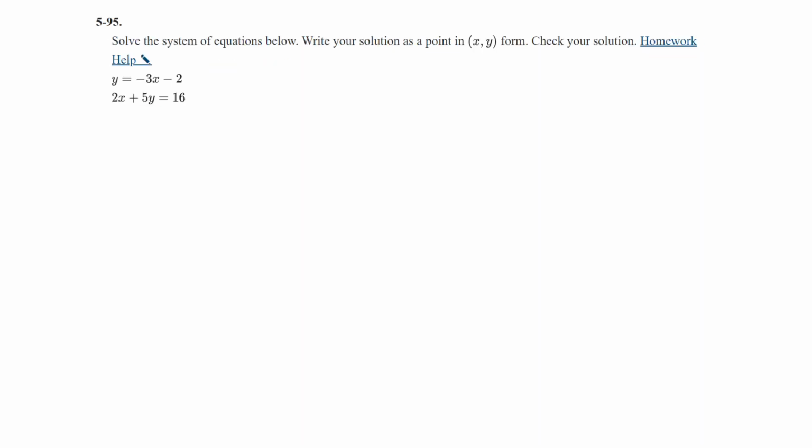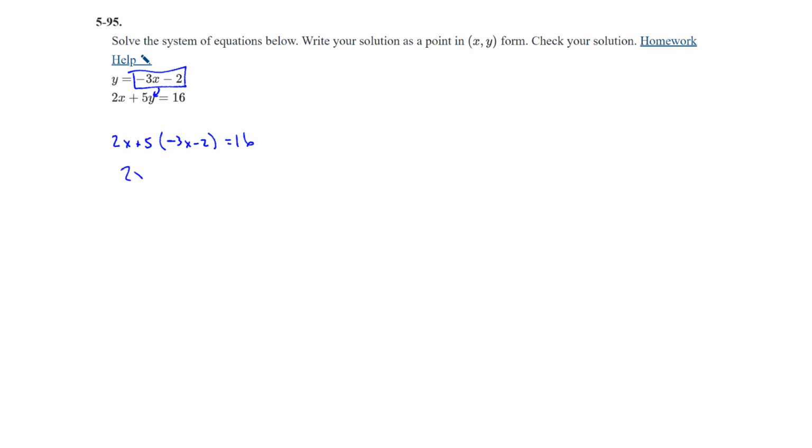Question 95. Solve the system of equations below. Write your solution as a point in ordered pair form, and then check your solution. So I'm going to go ahead and use substitution. Since y is already solved for, we're just going to replace the y in the second equation with the expression, well, if I can write a 5, with the expression: 5 times negative 3x minus 2 is equal to 16.